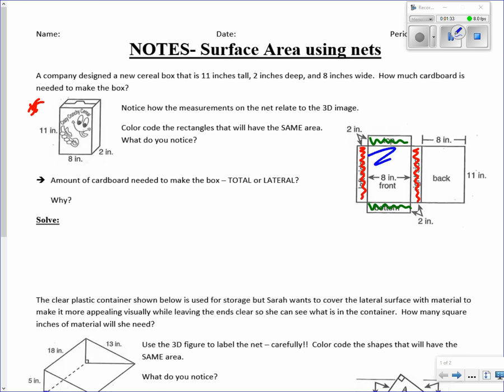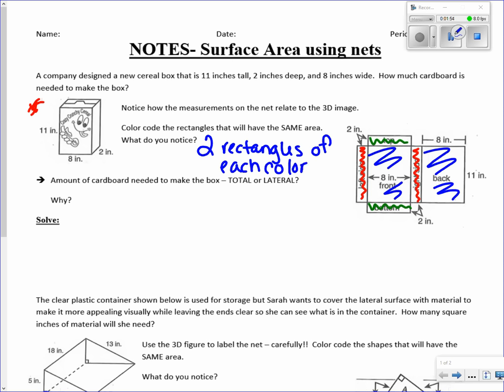And then I have my big piece in the middle. That's the front, and it's going to be the same as the back. Okay, so we have 3 colors. So what do you notice? I have 2 rectangles of each color. That's what I notice. Meaning that I have 2 pieces that are going to be the same area whenever we work it.